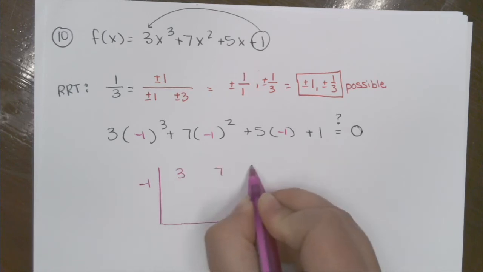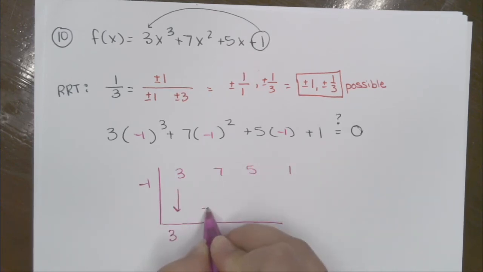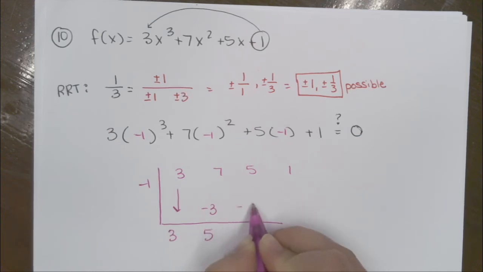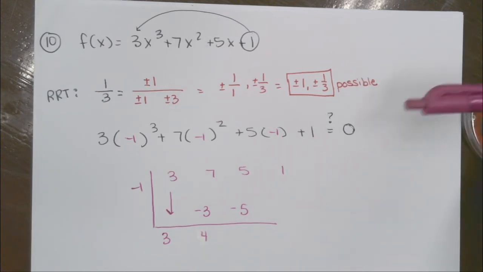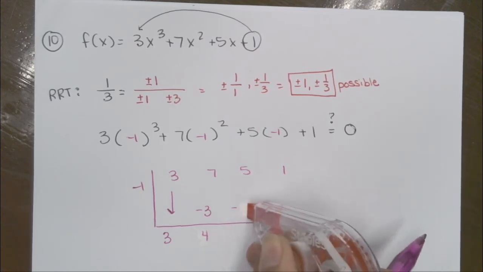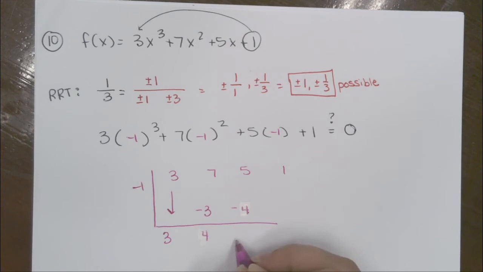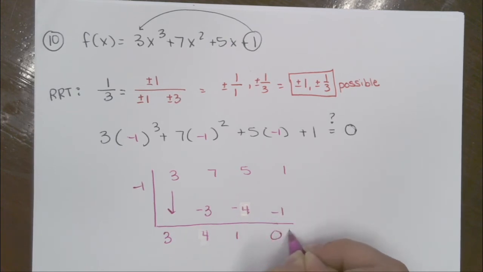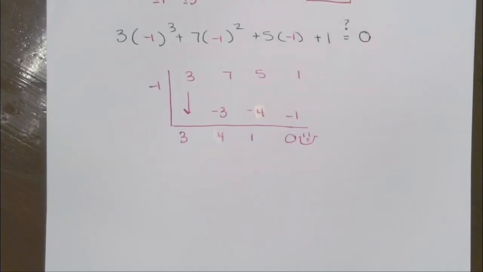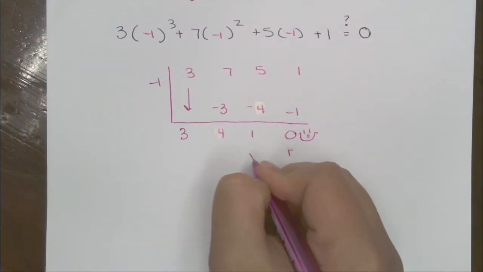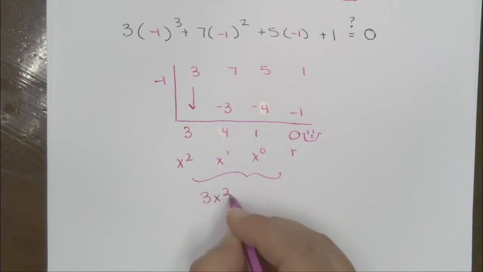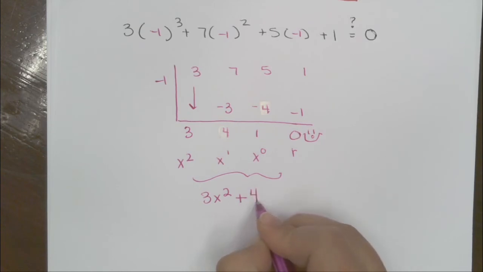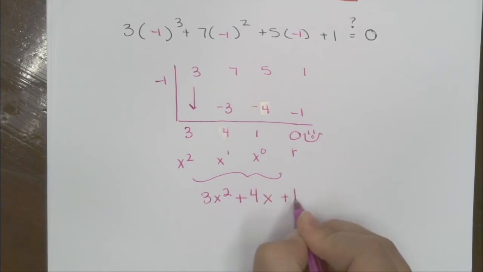We got a 3, a 7, a 5, and a 1. Bring down the 3. Negative 3. What is this, 5? Negative 5. Is that right? It's 4. I got overly excited. I got overly happy to do some synthetic division. And then we got a 1 and a negative 1 and a 0, and yes, we are happy. Do you see I gave this one a nose? Silly. R, 0, 1, and 2. We have 3x squared plus 4x plus 1.